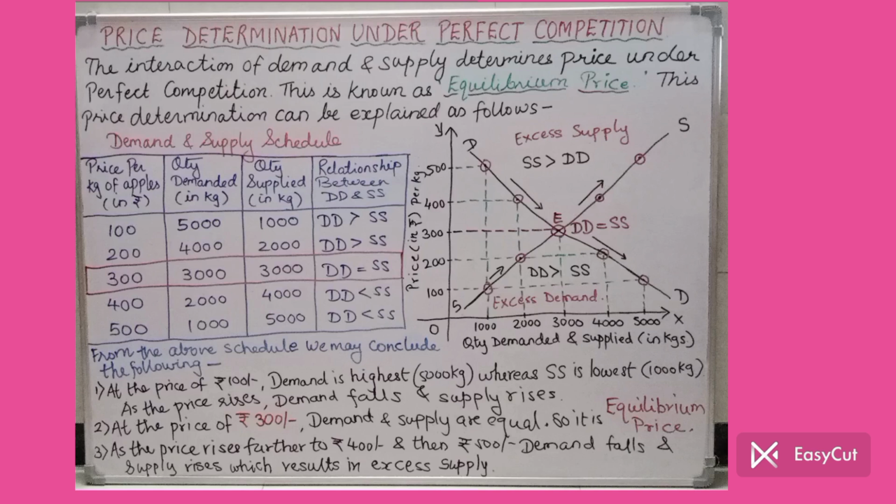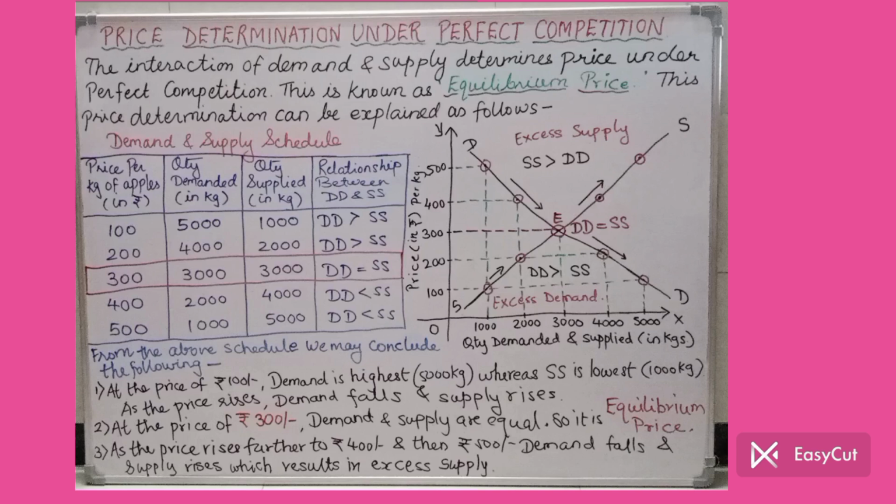Let me explain the diagram in detail. As usual, on the y-axis we have taken price in rupees per kg. On the x-axis we have taken quantity demanded and supplied, of course, in kilograms. So we have plotted 100 till 500 on the y-axis, and here on the x-axis from 1000 till 5000.